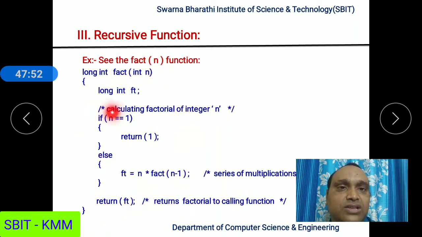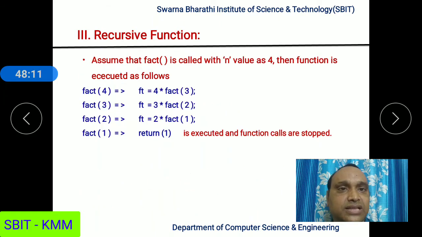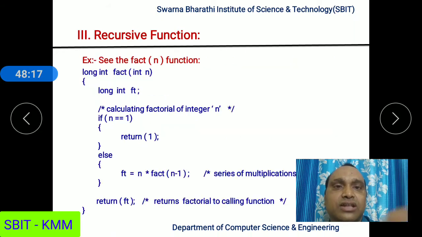See here, n value is verified everywhere. Whenever n value is equal to 1, then it returns 1 and it doesn't make a call to itself. But when n value is not equal to 1, its factorial is expressed as a repeated multiplication of itself by making a call to itself. See, the explanation is, suppose n value is 4. Initially we are making a call to the fact function with the n value as 4.